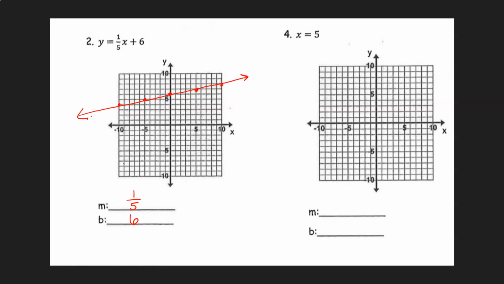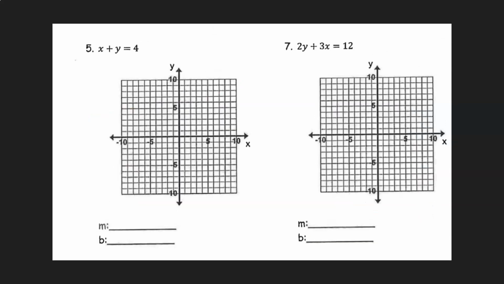Okay, number 4, x equals 5. When you have just an x, that means you have a vertical line. I'm going to count over to 5 on the x, and I'm going to make a vertical line through it. We know that the slope of a vertical line is undefined. And since it never touches the y-axis, this is none. Remember not to put 0 here because that implies that that line crosses at 0.